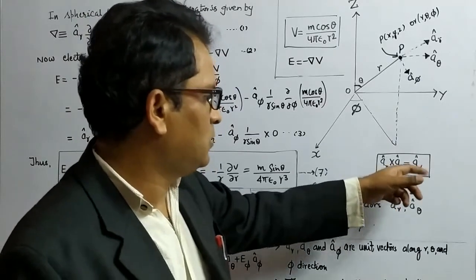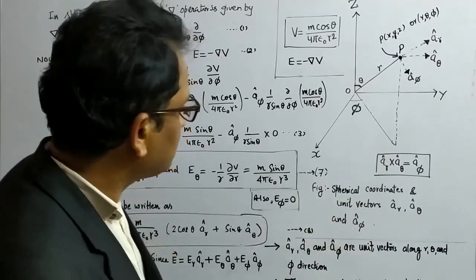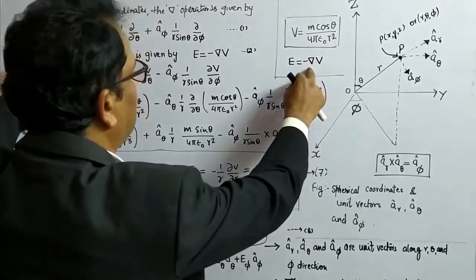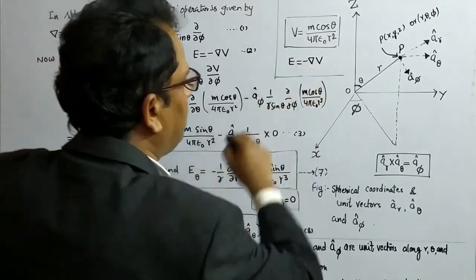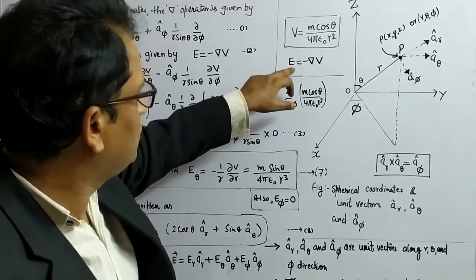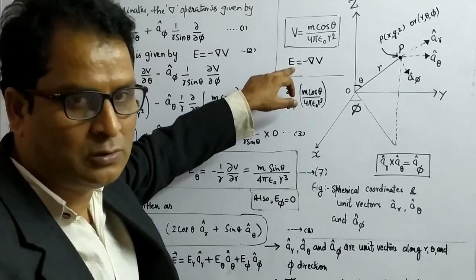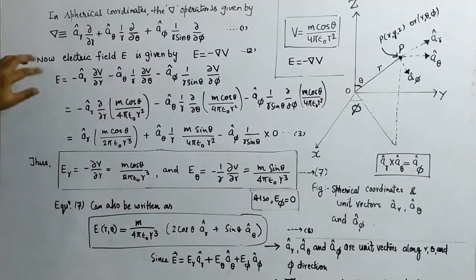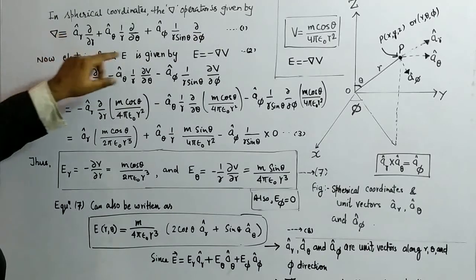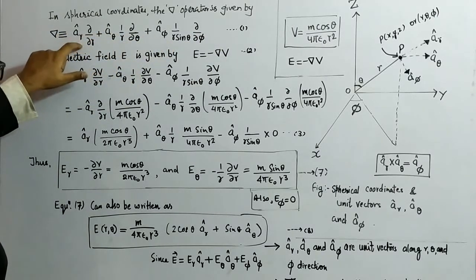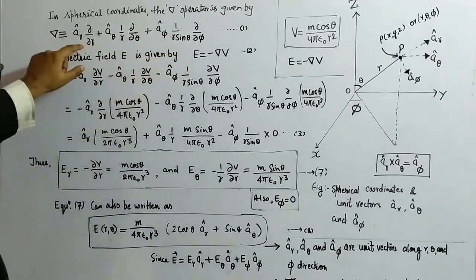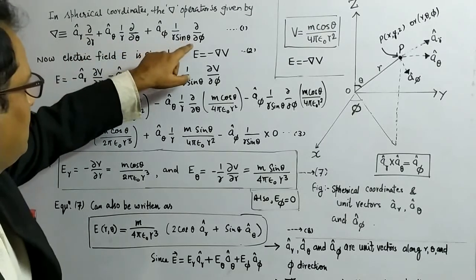As is written over here, Ar cross a theta is equal to a phi. These are the unit vectors. So we shall use this expression for del here. So E is equal to minus del V. I have made a separate video on this relation. If you want to watch the video, I'll give a link in the description box and also in the I button. So in spherical coordinate system, the del operator is given by this. This relation has three components: radial component, and these two are the angular components, theta component and phi component. So this depends on r, this depends on theta, and this vector depends on phi.